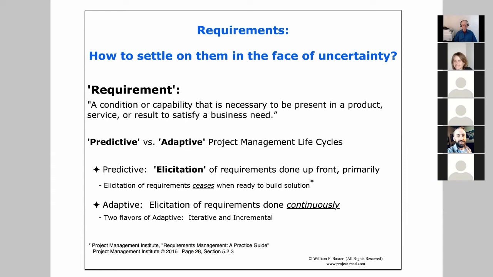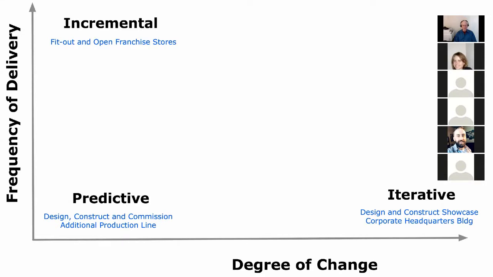And there's two flavors of adaptive, talked about in the PMBOK guide in the early chapters: iterative and incremental. And it's really important to be crystal clear on what's meant by these terms. And this can help. So here I'm showing degree of change on the x-axis and frequency of delivery on the y-axis. And this is a diagram you'll see in the Agile Practice Guide that comes wrapped with the PMBOK guide.